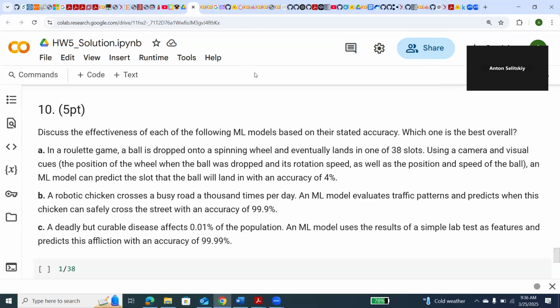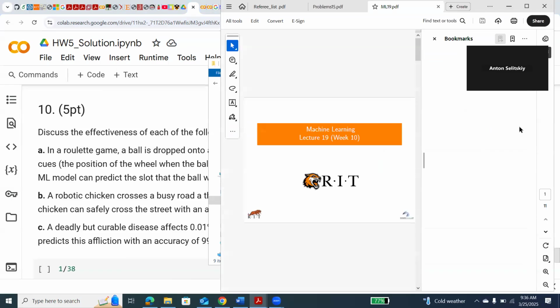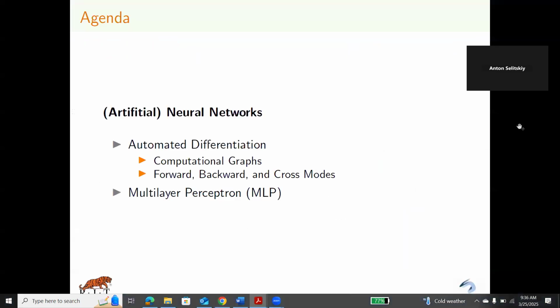If not, we will move forward to today's topic, which is deep learning. Okay. Camera stopped working. That's okay.